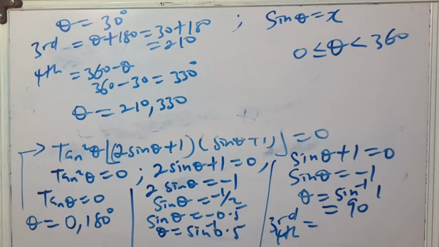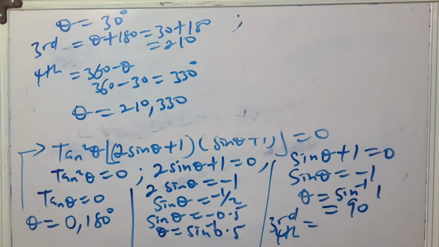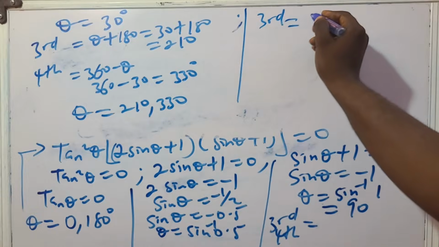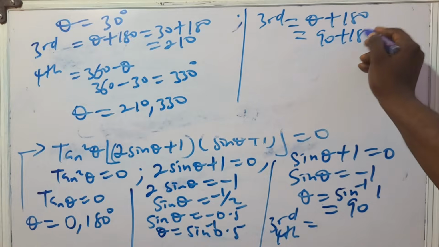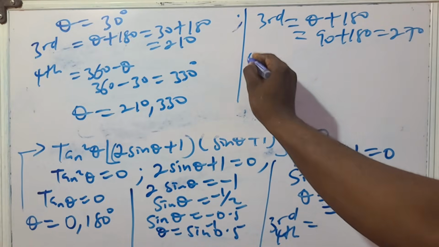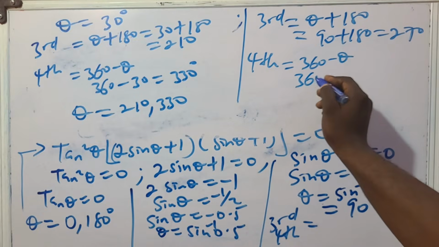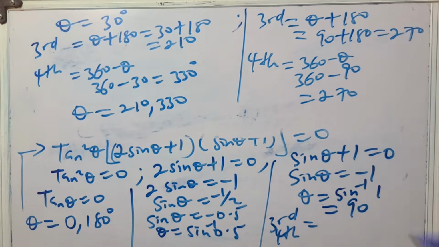Let me do that somewhere much clearer, just for the people that want to follow. So theta is negative in the third and fourth quadrants. For the third quadrant, it's theta plus 180, and your theta was 90. That's 90 plus 180, which is 270. For the fourth quadrant, we have 360 minus theta. That's 360 minus 90, which is 270. So obviously the two values you got are 270 and 270.